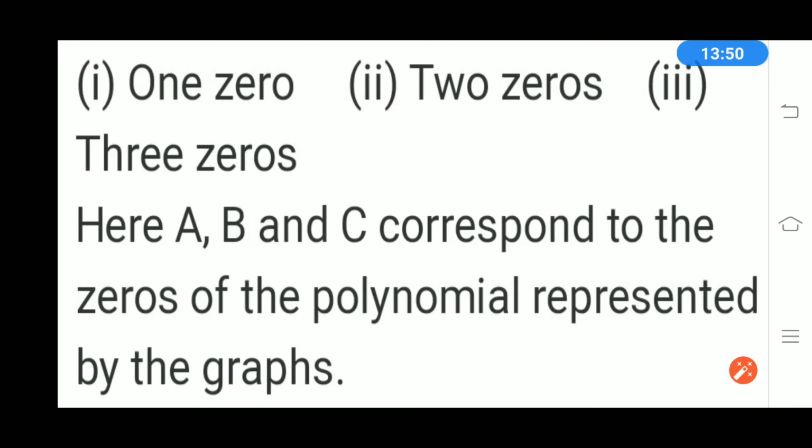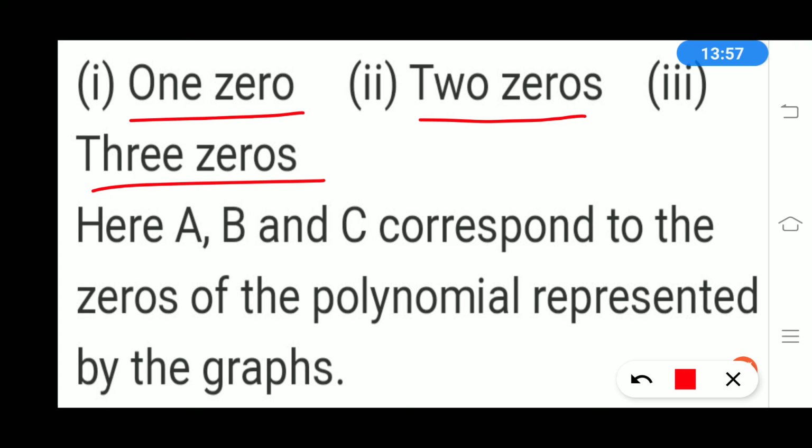So here is the answer: for the first one 1 zero, second one 2 zeros, and for the third one 3 zeros, where a, b and c correspond to the zeros of the polynomial represented by the graphs.